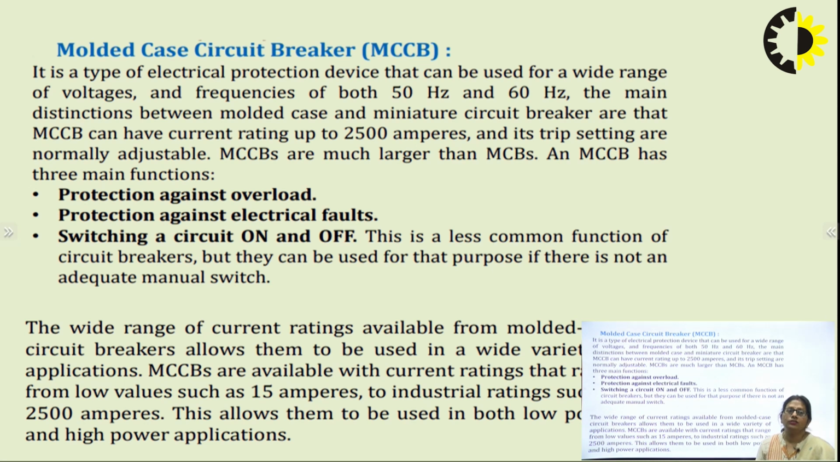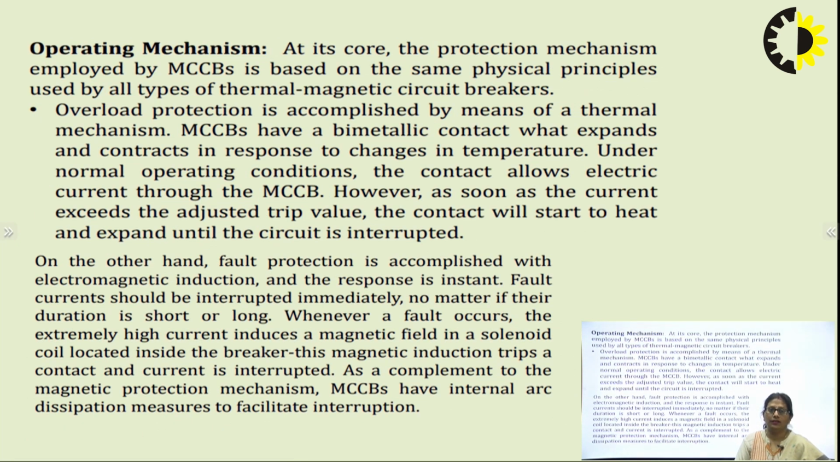The wide range of current ratings available for these MCCB circuit breakers allows them to be used in wide applications. The range varies from a minimum of 15 amperes to 2500 amperes. So it can work for both lower power applications as well as higher power applications. The operating mechanism once again includes the overload protection I have just mentioned, which is provided by the bimetallic strip.